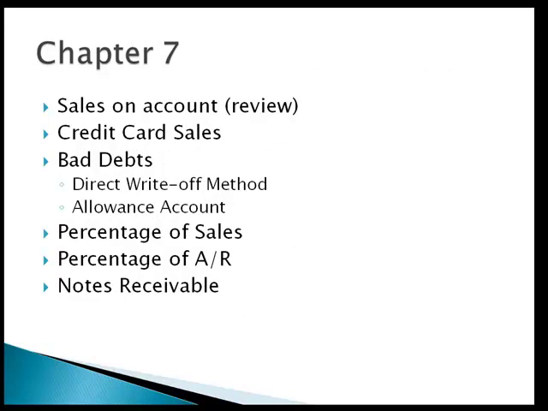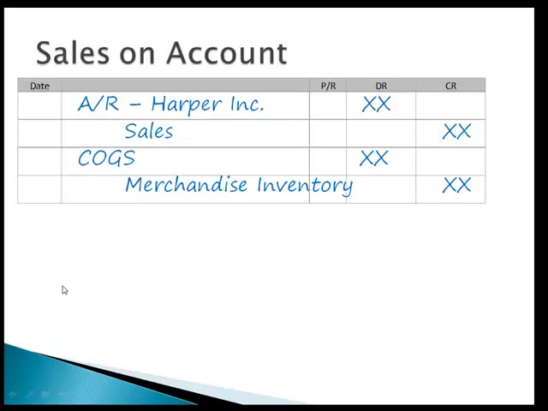All right, so Chapter 7 is all about short-term receivables. We're going to talk about sales on account. That's a review. We're also going to talk about credit card sales. We're going to spend the bulk of our time in this ACC session on bad debts and what happens when customers don't pay their receivables. And then we're also going to talk about short-term notes receivable.